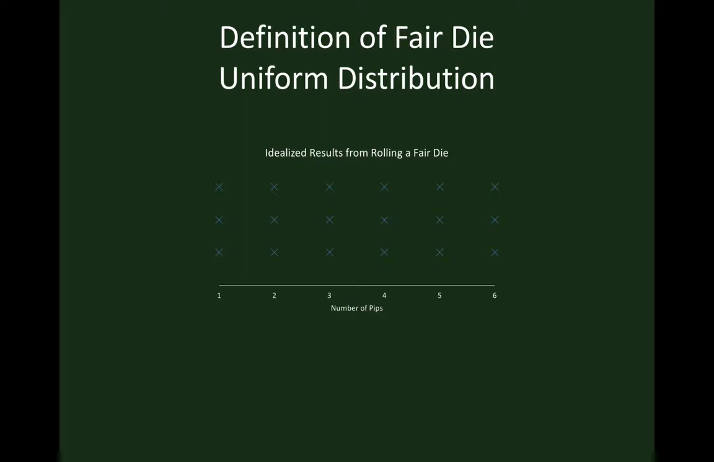So what I have here on this slide is what I'm calling idealized results from rolling a fair die. This is an example of what we call a uniform distribution in statistics. Uniform meaning each of the possible values of the variable, in this case the number of pips for the particular roll of the die, is equally likely. The distribution shows the expected frequencies for each of those possible values. So in this case, I just gave an example where the die was rolled 18 times, and the results would be 3 of each number. And that's the idea behind a uniform distribution.